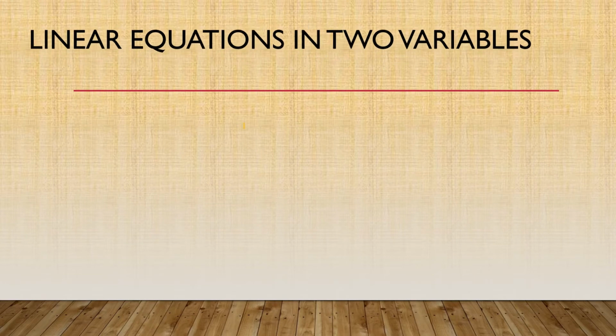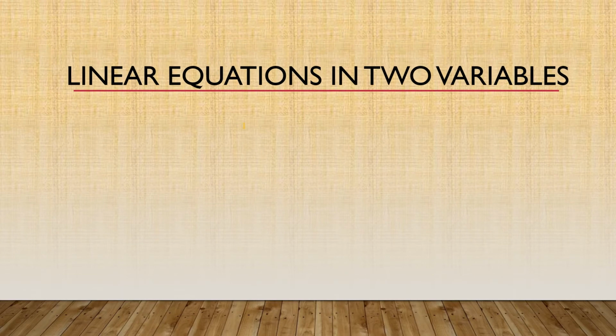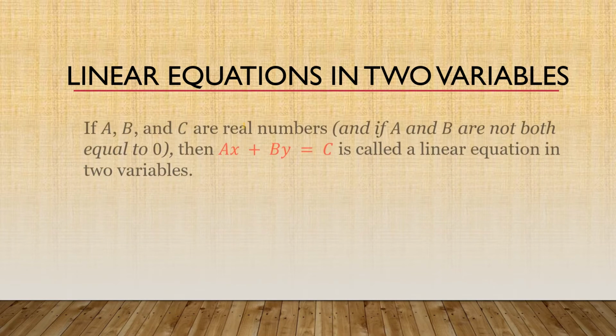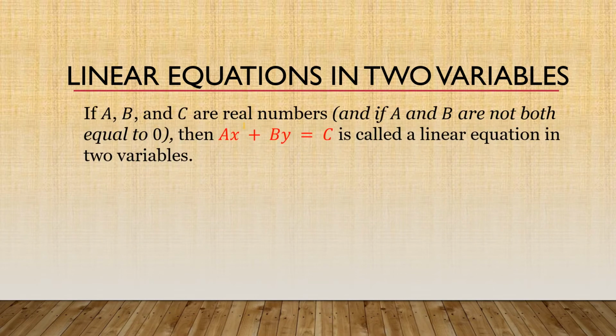Let us now proceed to our lesson for today. But before that, meron muna siyang maiksing introduction. Linear equations in two variables. If A, B, and C are real numbers, and if A and B are not both equal to 0, then AX plus BY equals C is called a linear equation in two variables.